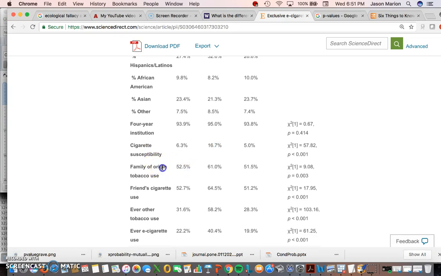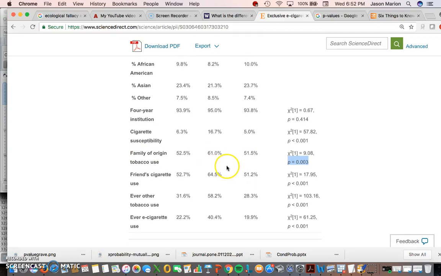So let's look at family history. If the family members used any tobacco, 61% of the kids had a family who used tobacco if they started smoking versus 51.5% of the kids who didn't start smoking. So there was a significant difference there. P is less than 0.05. So we would say that there was a significant difference between them. Family origin does seem to matter.